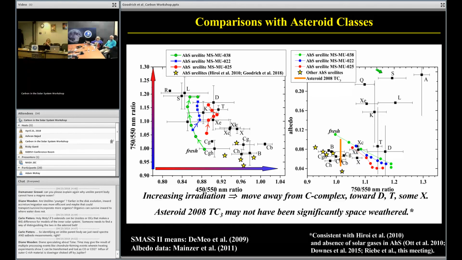Diane Wooden writes, speculating about time. Time may give the result of multiple processing events, like chondrule forming events, wherein heating experiments show carbon can be transformed and lost as CO and CO2. Influx of outer carbon-rich material is slowed or choked off by Jupiter?